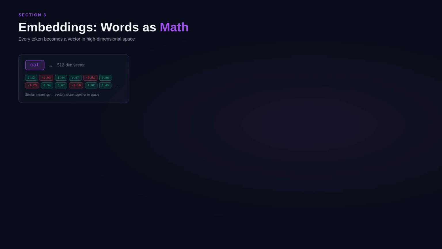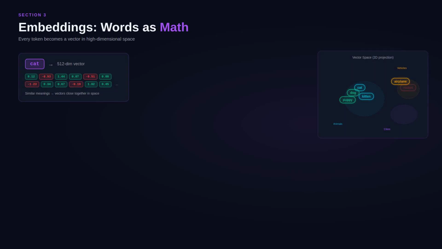Now the magic begins. Each token is transformed into a high-dimensional vector called an embedding. These vectors capture relationships between concepts. Words with similar meanings end up closer together in vector space. The word cat and the word dog are closer to each other than they are to the word airplane. This allows the model to learn semantic relationships without explicit programming.